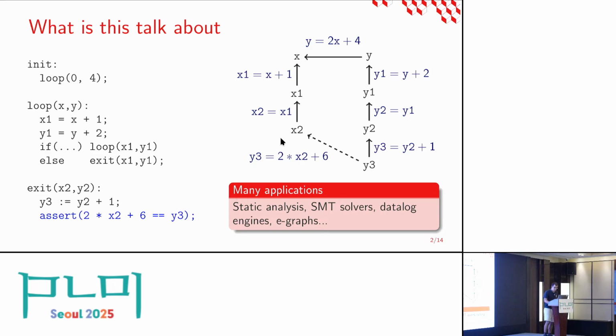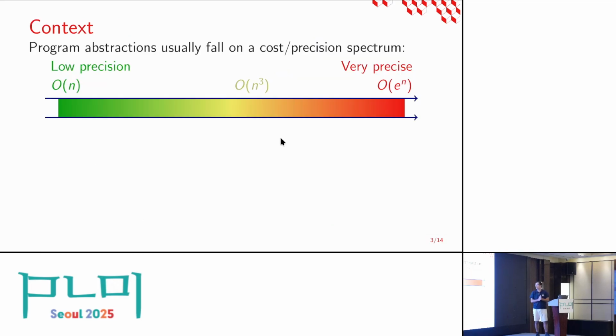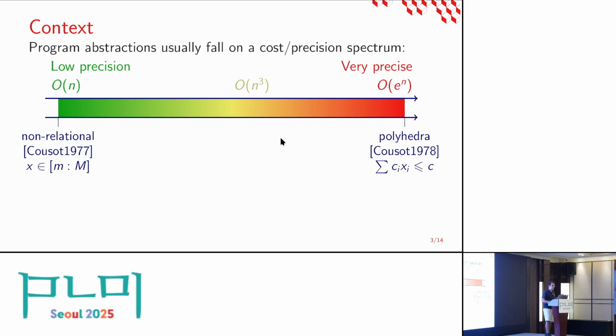To give some more general context, in the general field of program verification, your abstractions generally fall on a spectrum where the more precise you want to be, the slower you are going to be. On the extremes of the spectrum, on one hand, you have non-relational abstractions, which are very fast, but they only store numeric information for each variable independently. And on the other hand, you have the polyhedra domain, which stores linear relations like these between an arbitrary number of variables.